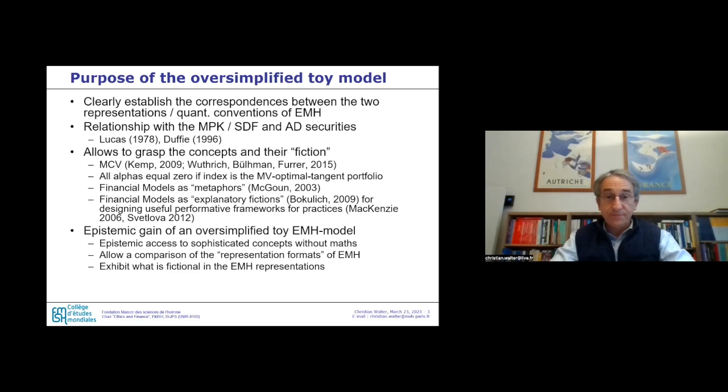This is precisely an example of what McGoun called a metaphor. A model is thought of as a metaphor to think about something important in the market equilibrium. That means that market consistent valuation is a kind of metaphor based on the old way of thinking alpha and beta in the CAPM framework.